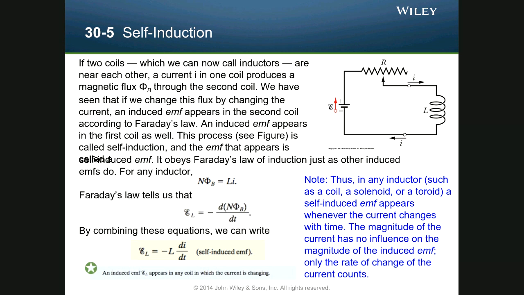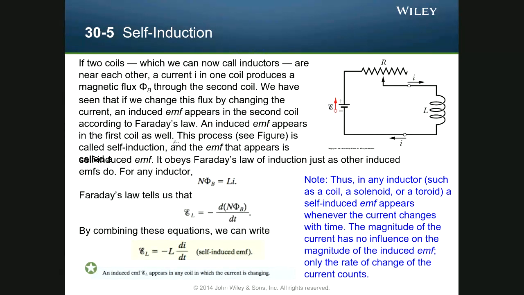So when we look here, if we consider a case in which we have two coils, which we can now call inductors, right, near each other, the current in one coil will produce a magnetic flux through the second coil. Okay? We have seen that if we change this flux by changing the current, an induced EMF appears in the second coil, according to Faraday's law. So now an induced EMF appears in the first coil as well. So this is now a self-induction process.